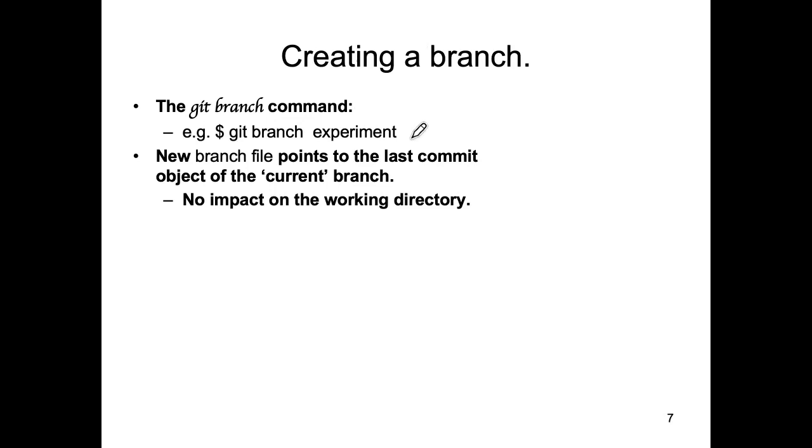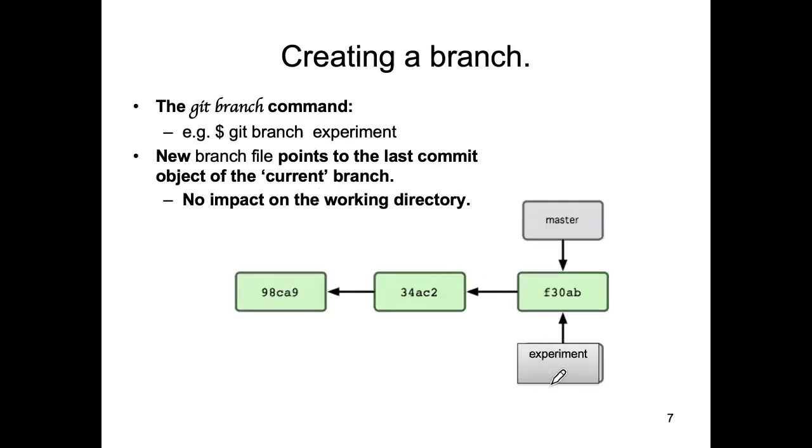Let's say it's just the master for sake of argument. So both the master branch and this new experiment branch, both of those branch files will be referring to the same commit object initially, which was the last commit that you did. And that's what I'm saying here. And creating a new branch doesn't have any impact on your working directory. That's fine. So kind of visually now, we've got two branch files referring to the same commit object. That's fine initially.